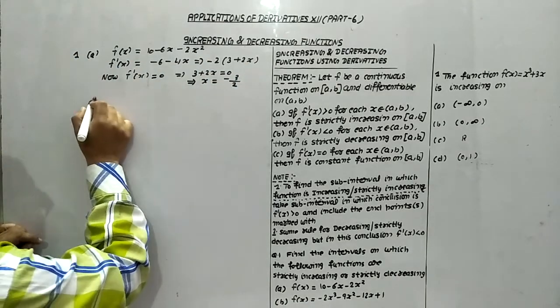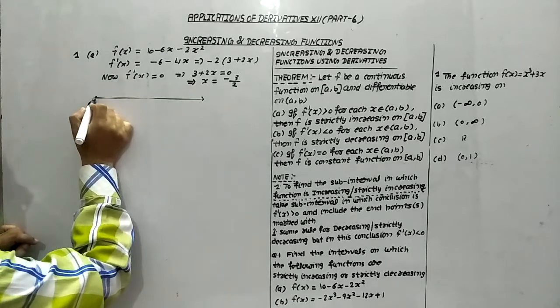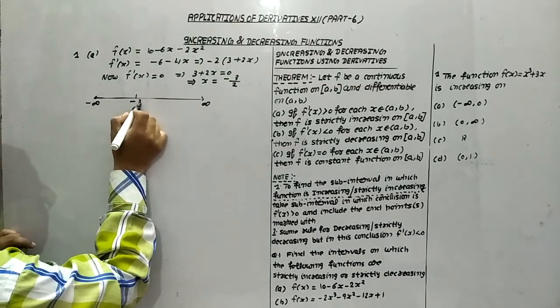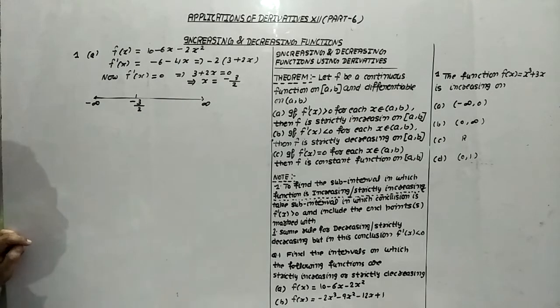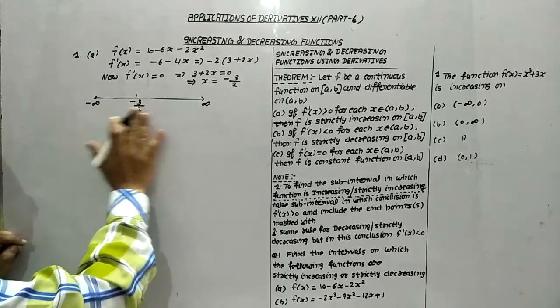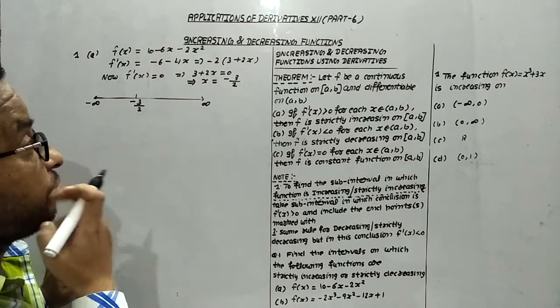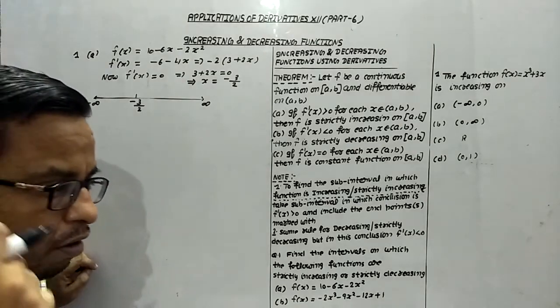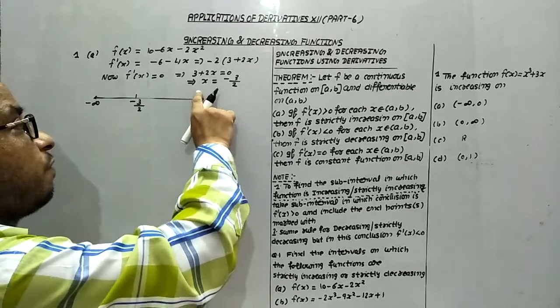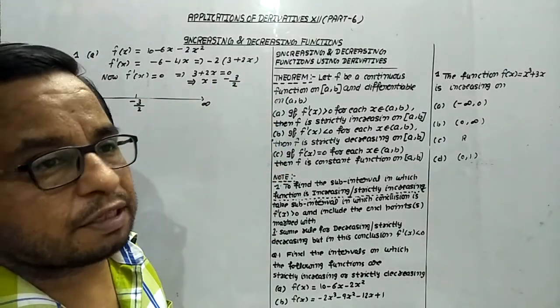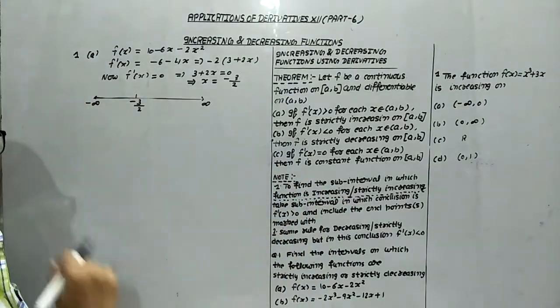After that we have to make the number line. In this number line, this is minus infinity, this is infinity, and this is -3/2. Now the number line is divided into two portions. In other questions, it is not always certain that we will get only one critical point. It may be more than one, which means the line will be divided into more parts.